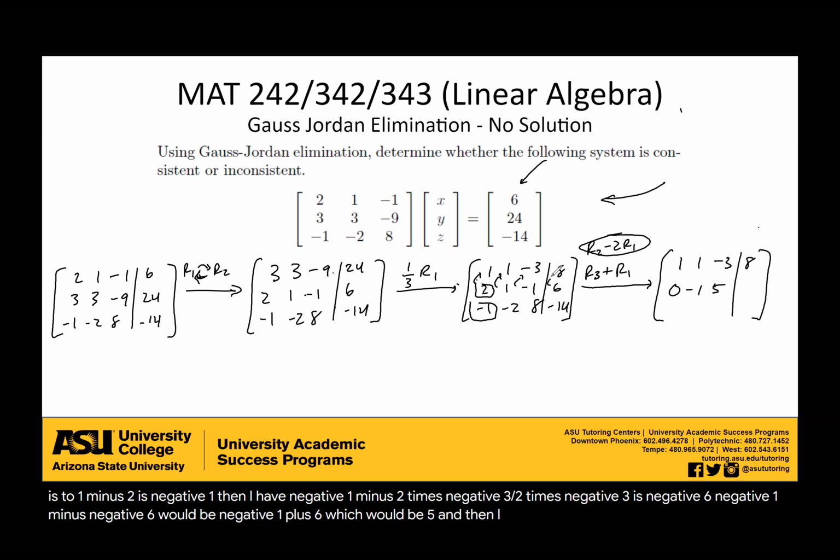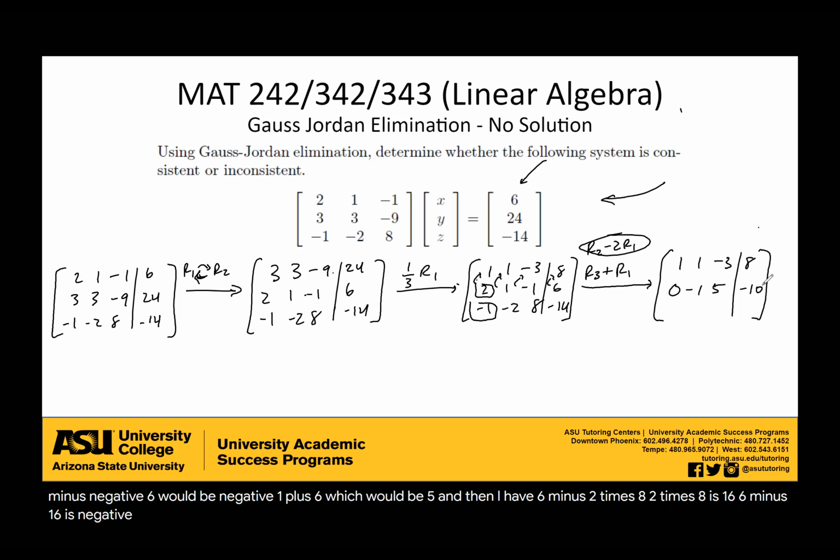And then I have 6 minus 2 times 8. 2 times 8 is 16. 6 minus 16 is -10. Okay. And then a similar process for row 3 plus row 1. I end up doing it all and I get this.